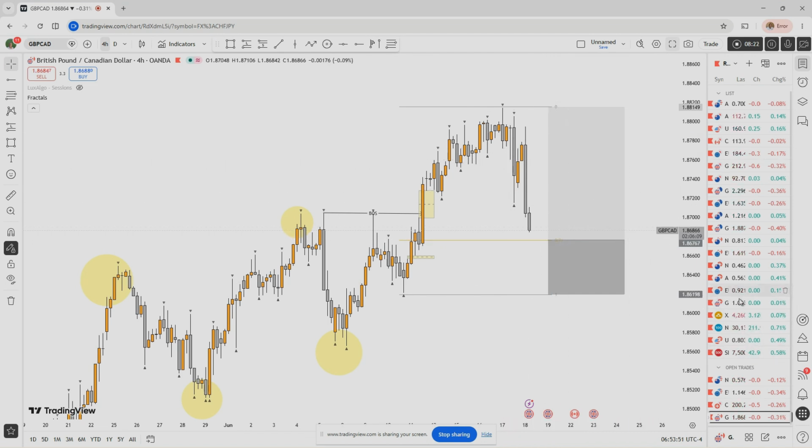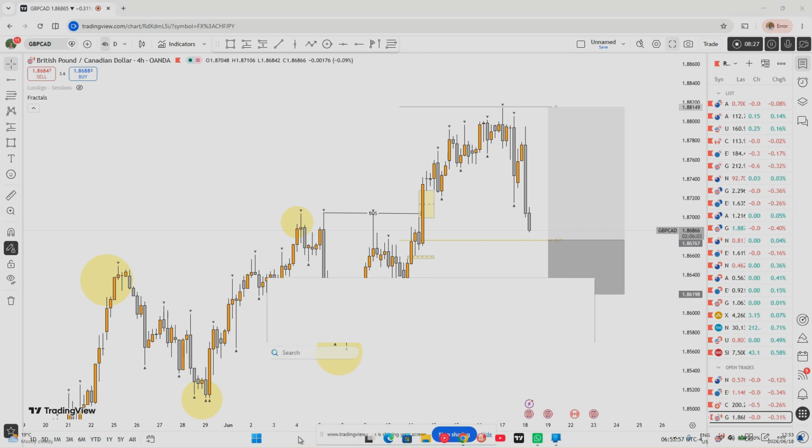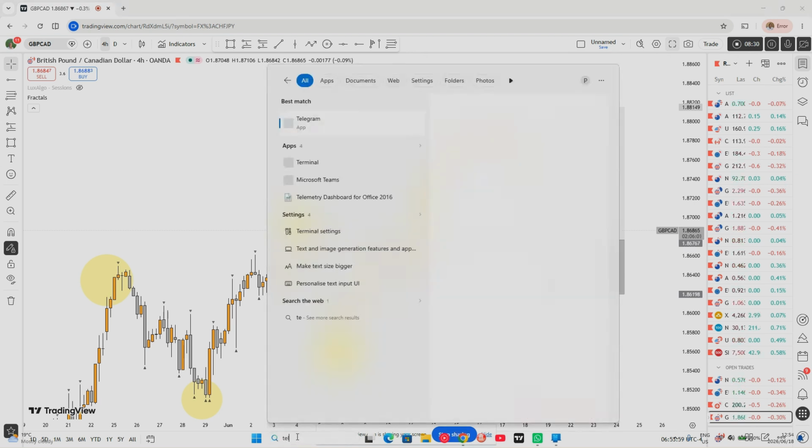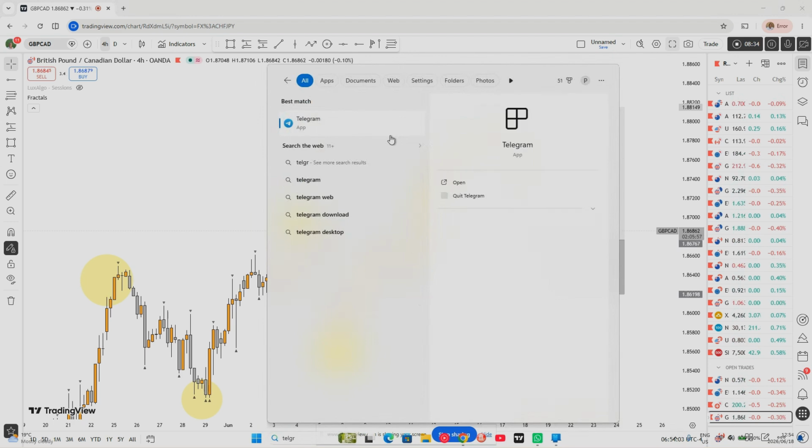And I had another trade. I just don't remember which trade. Let me check my Telegram. I had a trade that I didn't execute, but I sent to the group. Yeah, I hope this supports this.